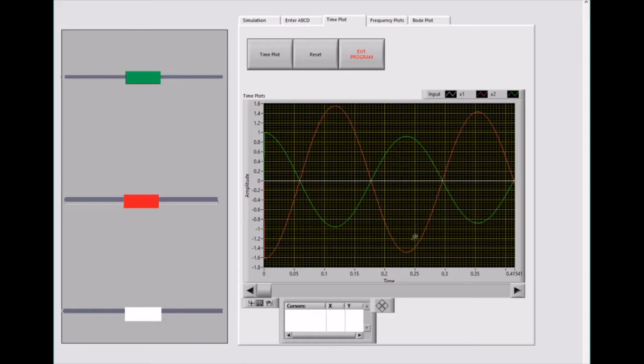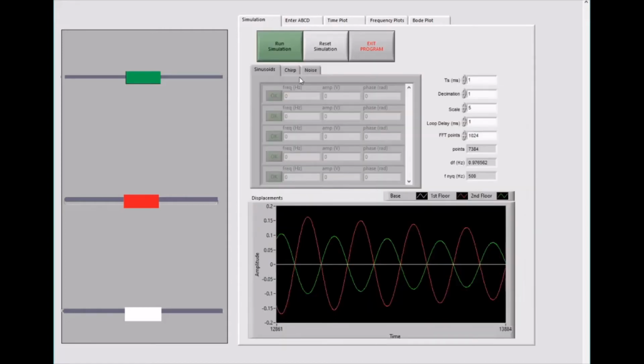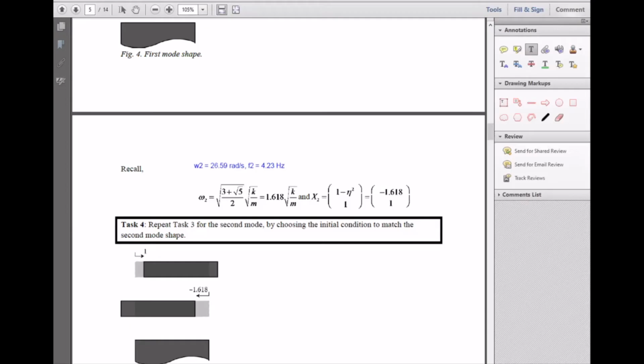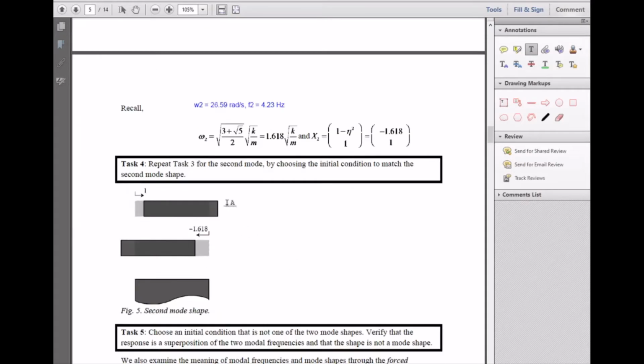If I used more than one cycle, I'm sure I would have gotten 4.23. But that's close enough for now. So you can see this is pure harmonic motion with a frequency at 4.2 hertz or so. So let's continue with the worksheet. Task 4, we just did task 4. We saw the second mode shape.